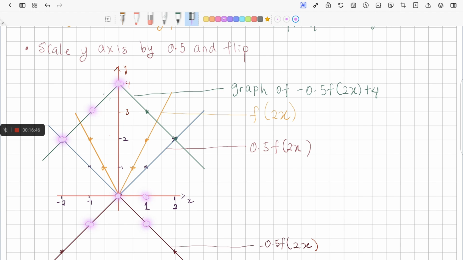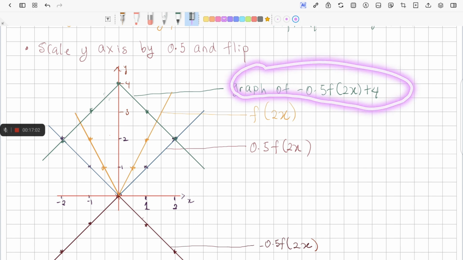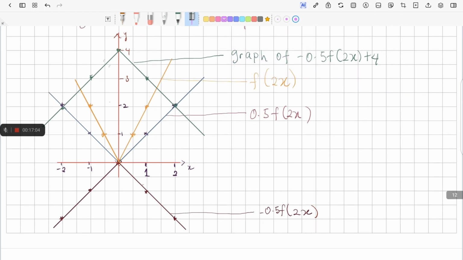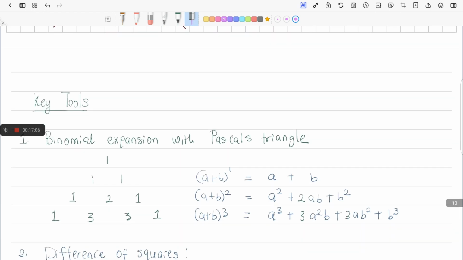Minus 1 plus 4 goes to 3. And minus 4 plus 4 goes to 2. So we have our green curve here. And then we join all the points and we get the graph of minus 0.5 f of 2x plus 4, which is what we want. And that's the end of this video.